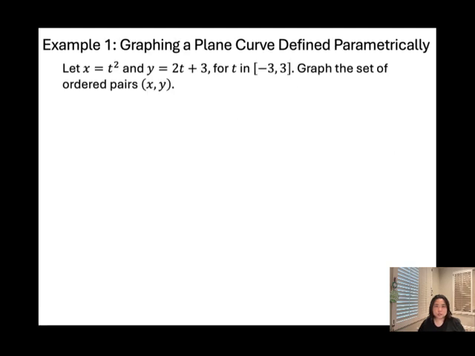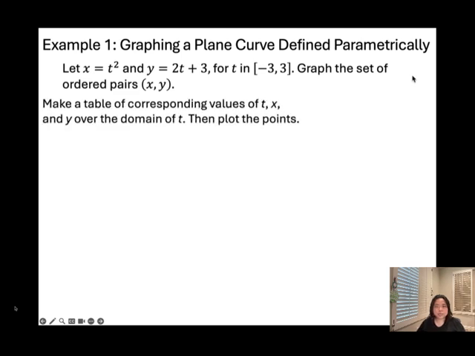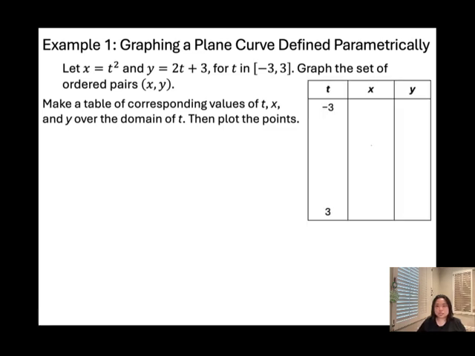Look at this example. Let x equal to t squared and y equal to 2t plus 3. For t in the interval from -3 to 3, graph the set of ordered pairs x and y. For this kind of question, we could make a table of corresponding values of t, x, and y over the domain of t. Make sure when you make the table, the domain of t has to be included. Then plot the points.